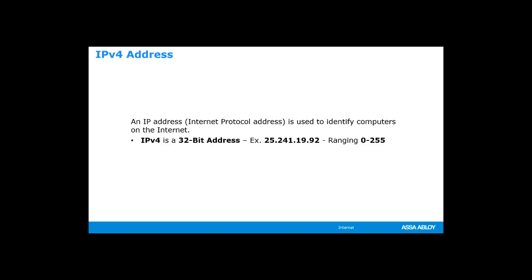IPv4 is a 32-bit address, such as 25.241.19.92. Each set of 3 digits will range from 0 to 255. With IPv4, the protocol limits the number of devices that can connect to the internet to just 4,294,967,296 devices. So you are limited in the number of devices, and obviously there are a lot more people than that in the world. Okay.